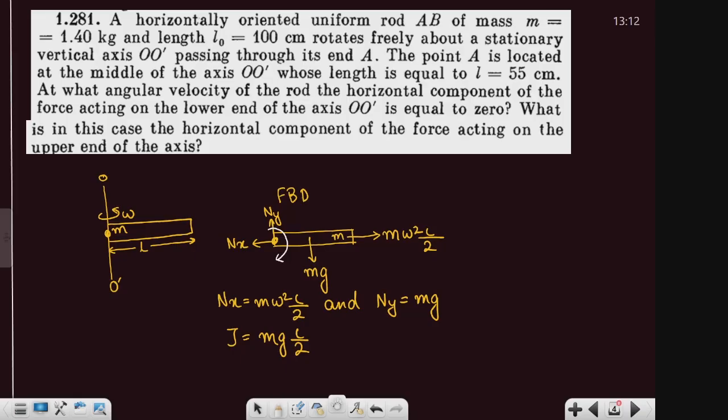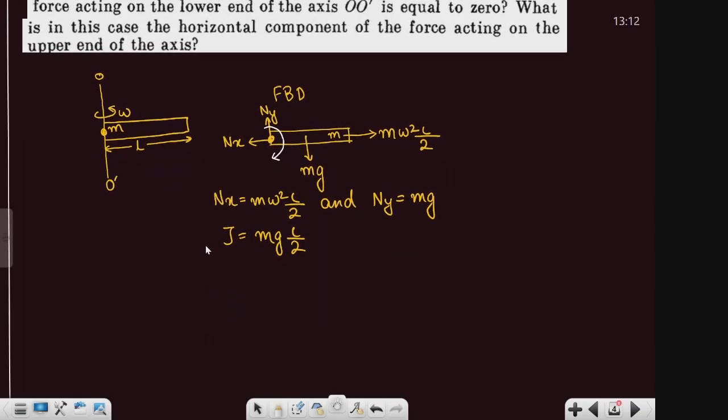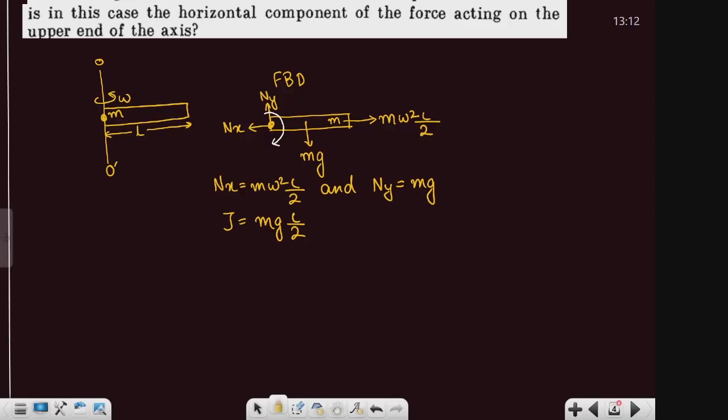Now let us proceed to the free body diagram of the axis. If I draw my axis here, OO dash, the FBD of axis O dash. Since this reaction force is in this direction, nx will be in the opposite direction. Since ny is upward, here the normal reaction force is downward. By Newton's third law, it is an equal and opposite reaction force. And since this torque is clockwise, here it will form an anti-clockwise torque.